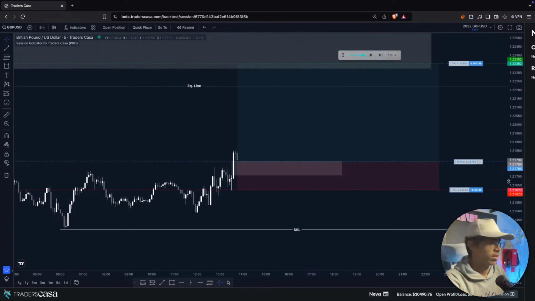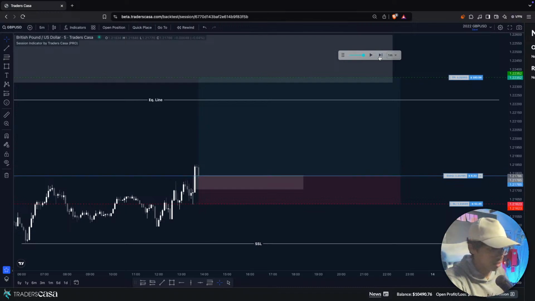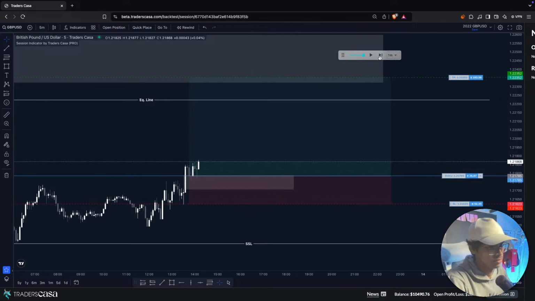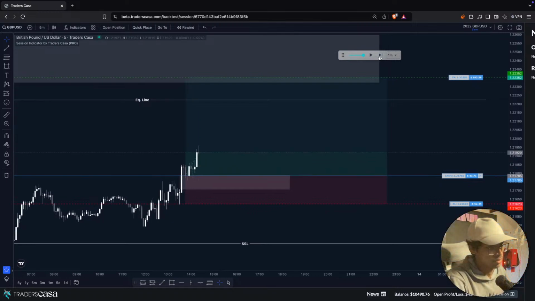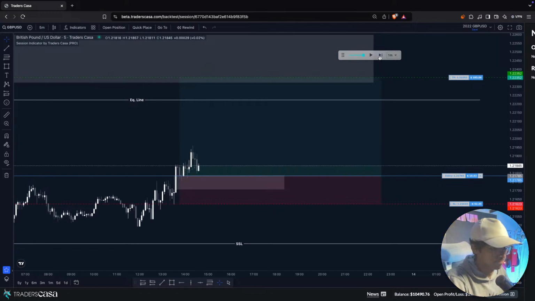Let's see if the entry forms in. Ta-da. Entry formed, $0.32. Okay, it's going high. It's going high.